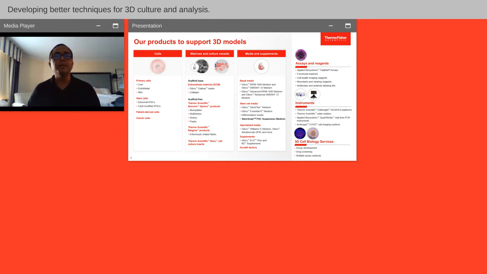So this is really a snapshot of what we support at Thermo Fisher for 3D cell models. And as we go into the next portion, we're going to talk about different workflows and highlight these products in action by talking about particular applications.